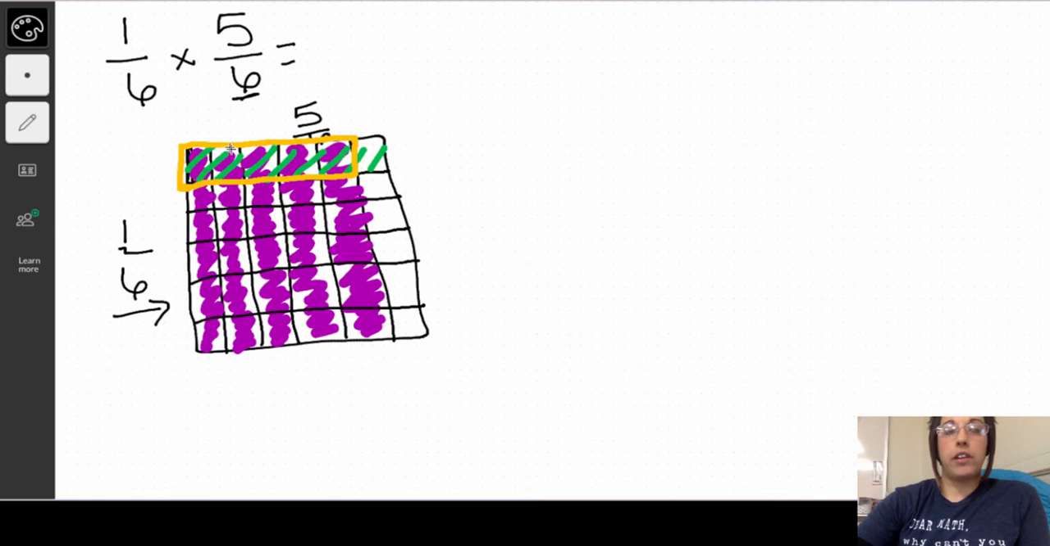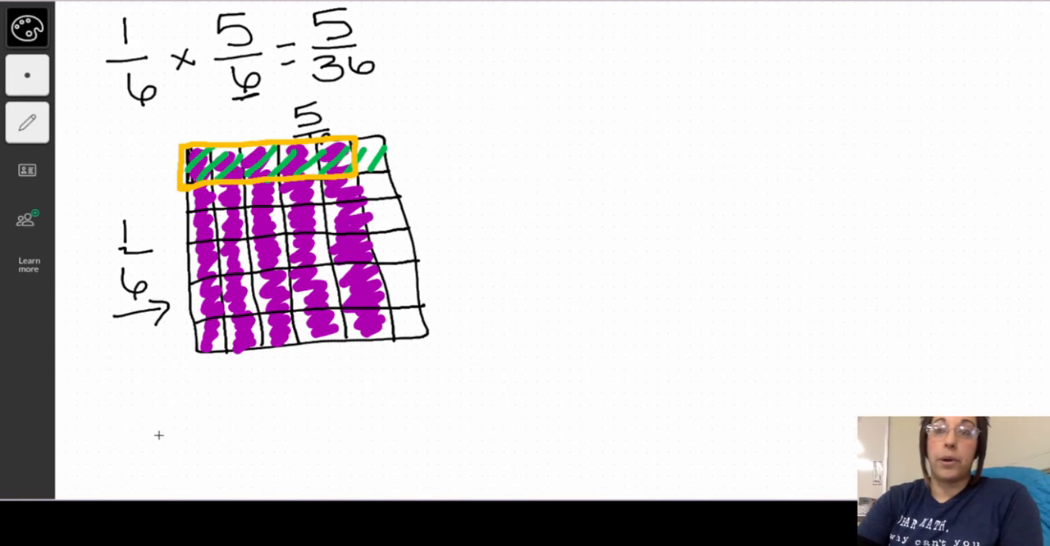And we have 1, 2, 3, 4, 5 sections. Out of 6 across and 6 down would be 36. We cannot simplify because 5 is a prime number.